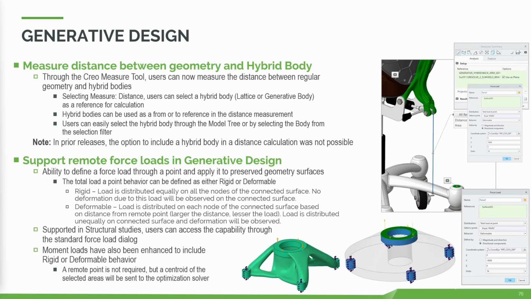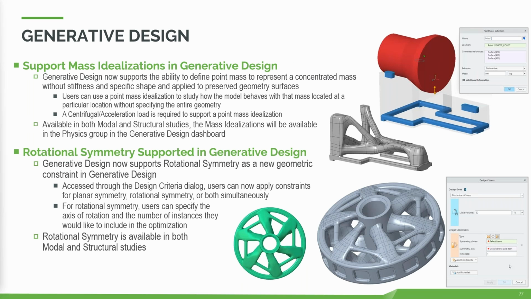We now also support remote force loads in generative design, giving you a few more options in terms of applying forces. A really nice new one is the ability to support mass idealizations in generative design. So we don't have to model up everything. We can just apply that idealized result. And in terms of our manufacturing constraints, there's a new option for supporting rotational symmetry. So if you design some cool, crazy, funky wheel or something like that, we can now have that rotational symmetry.